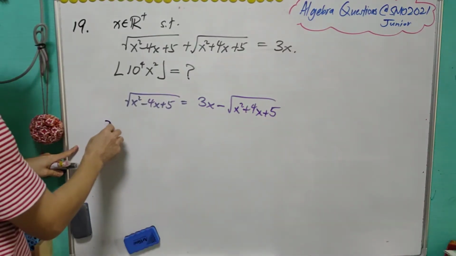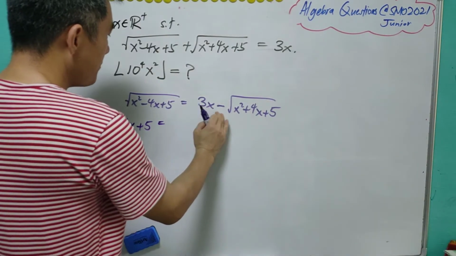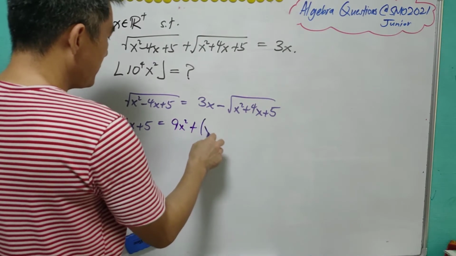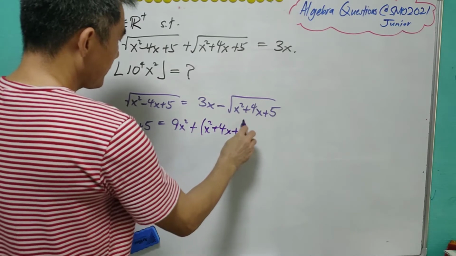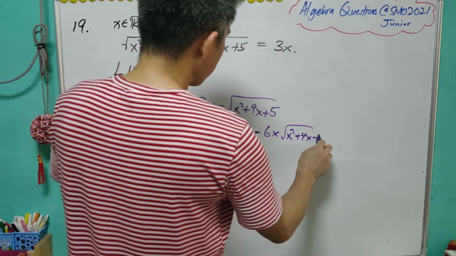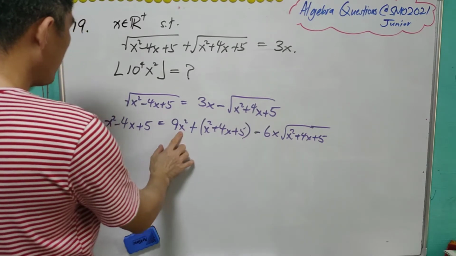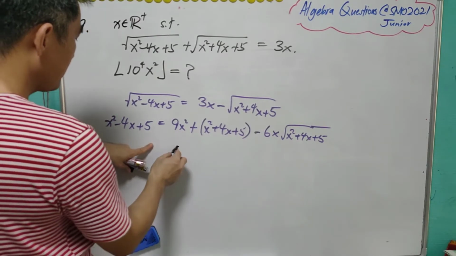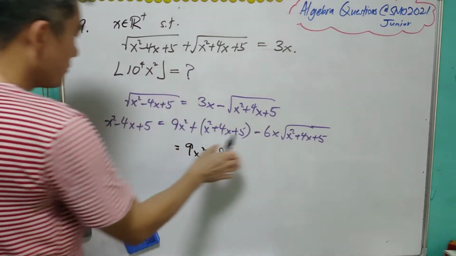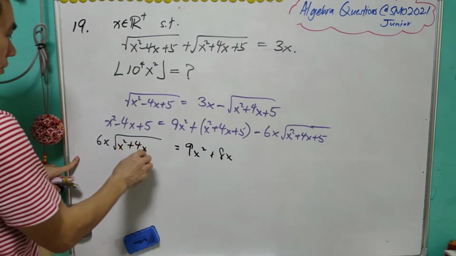When we square both sides, this is x squared minus 4x plus 5. And from here, it is a minus b, so it will be a squared plus b squared minus 2ab, that is minus 6x square root of x squared plus 4x plus 5. We see that x squared and 5 will be cancelled off. Then we are left with 9x squared and 8x. And everything here we move to the other side, 6x square root of x squared plus 4x plus 5.